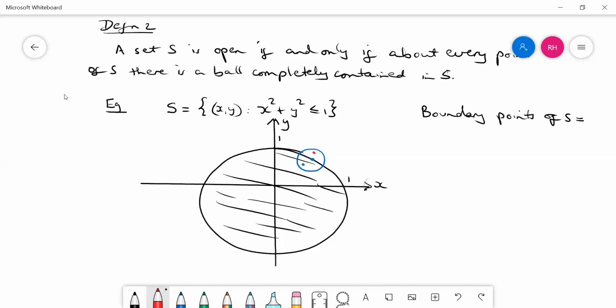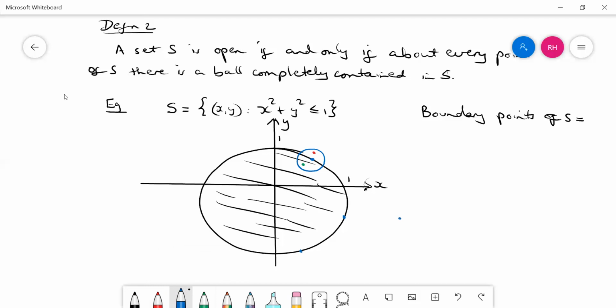Here's a point that's outside S. So this is a boundary point, and in fact every point on the line will be a boundary point. Let's do it in blue. This point's a boundary point, this point's a boundary point.